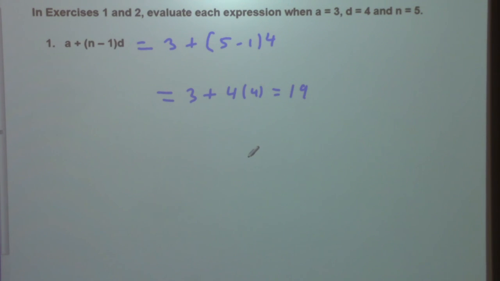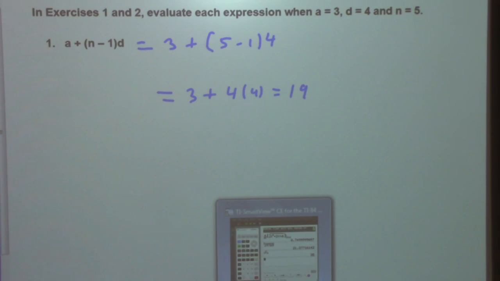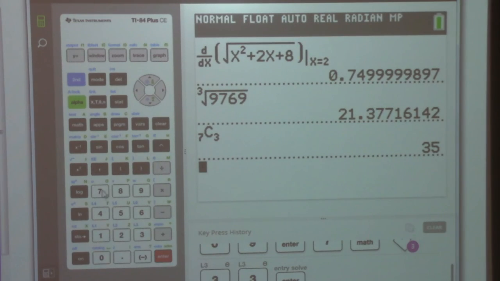Now, one thing that's really to your advantage, like in exercise 1 and 2, is you have a calculator, and you can store these values to your calculator and type in. Did you know that? So let me show you this. So 3 storage A, 4 storage D, 5 storage N. So I'm going to put 3 storage alpha A, right?